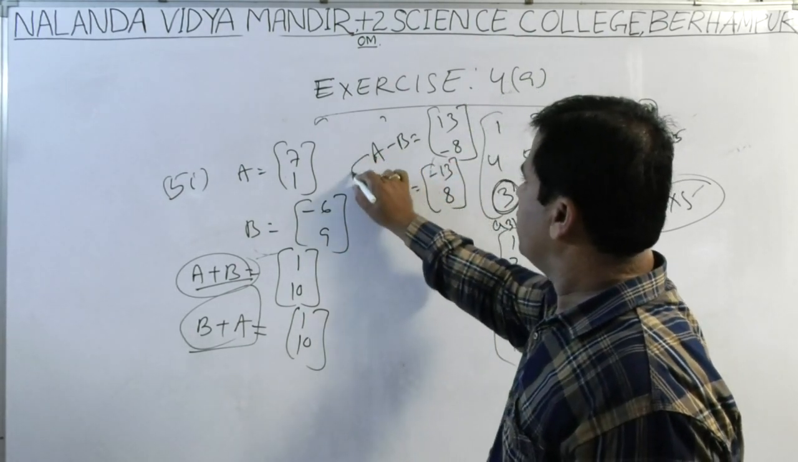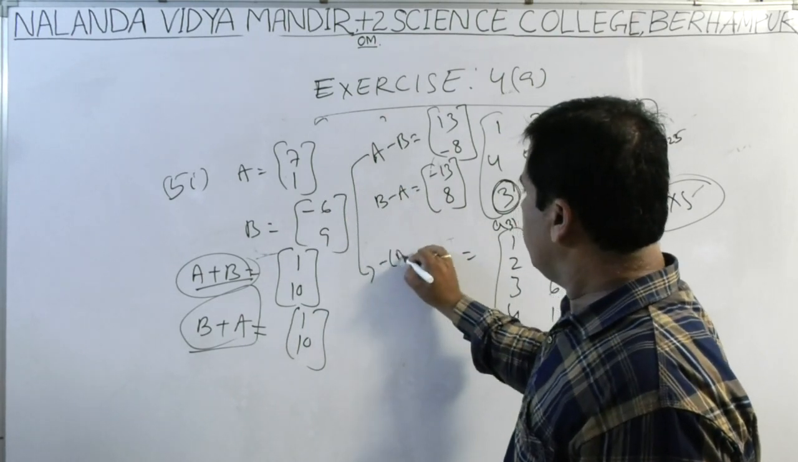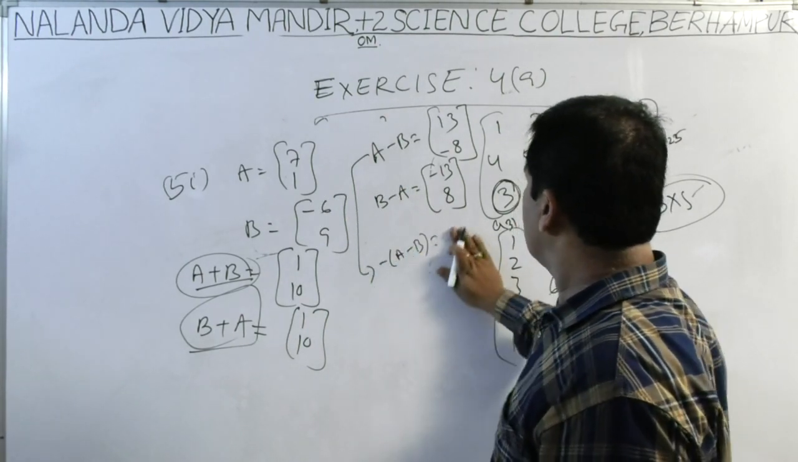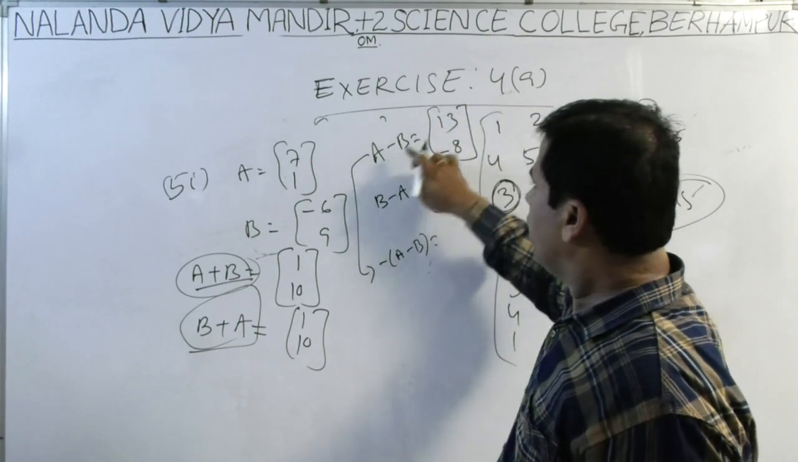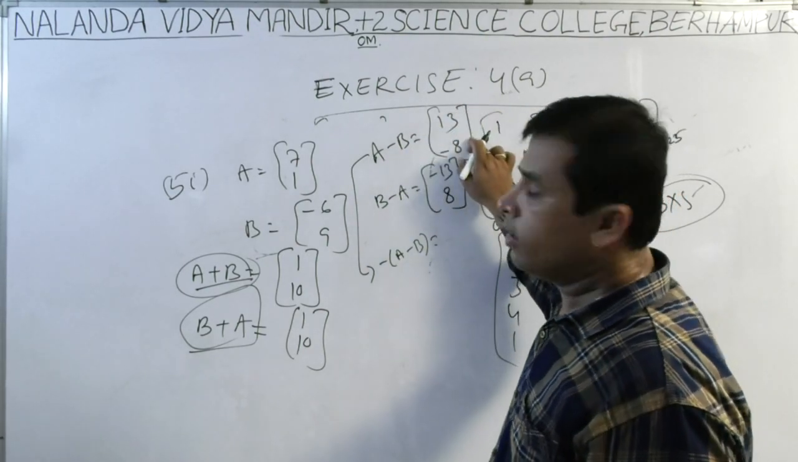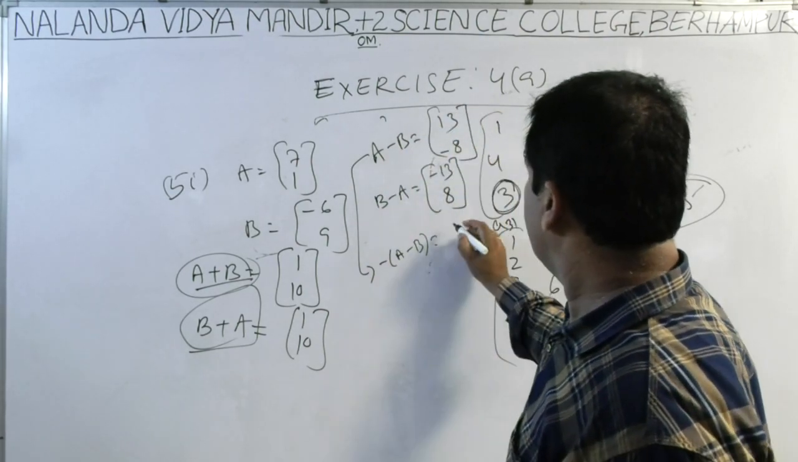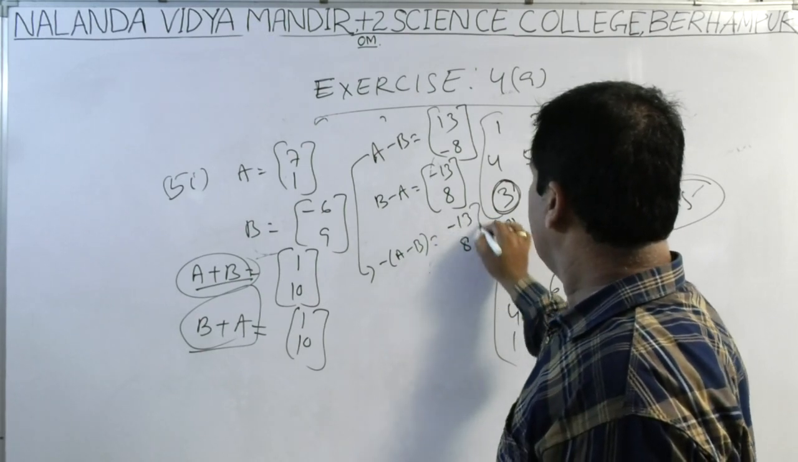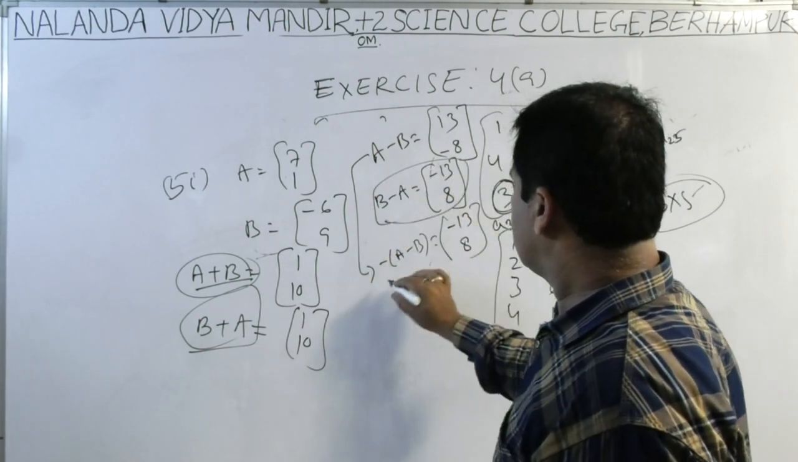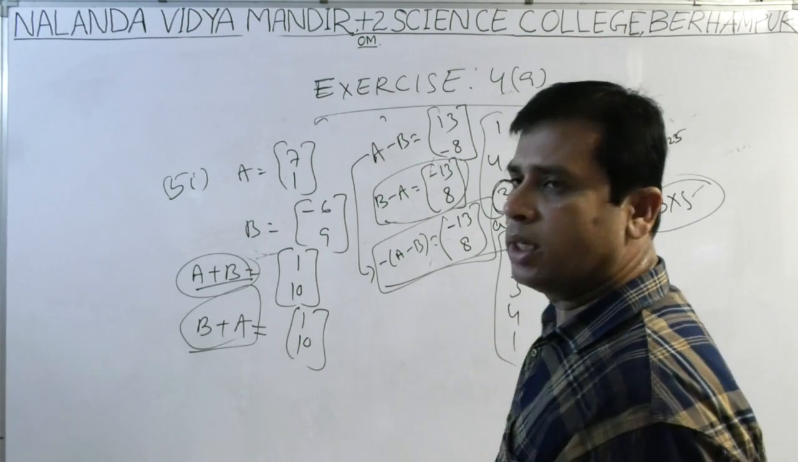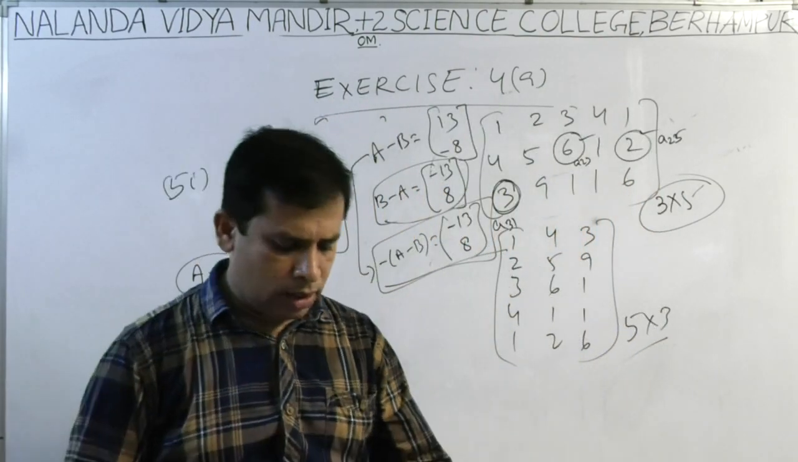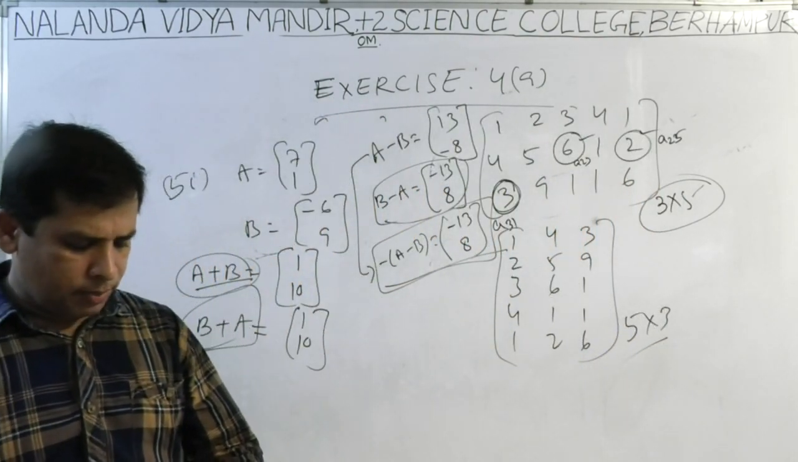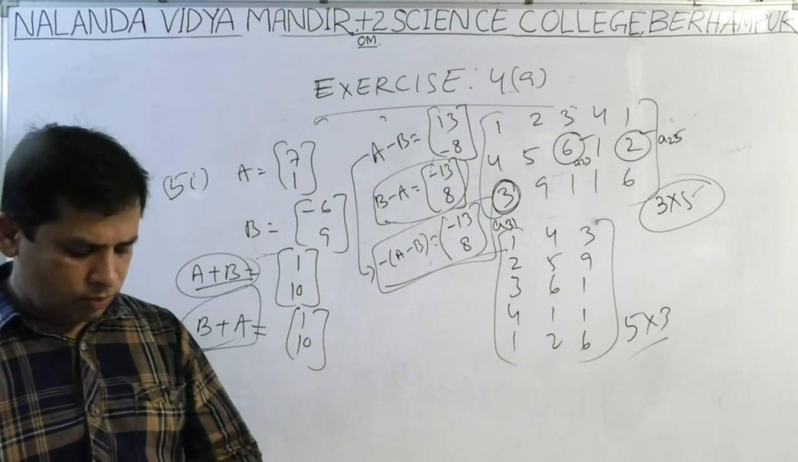This is our A minus B. Now, minus of A minus B means every element of A minus B multiplied by minus 1, that is minus 13, 8. Therefore, B minus A is the same as minus of A minus B. In a similar way, we can find all the bits of 5, 2, 3, 4, 5.